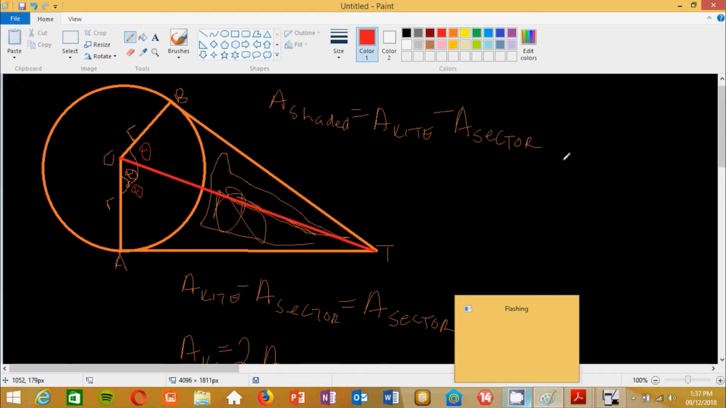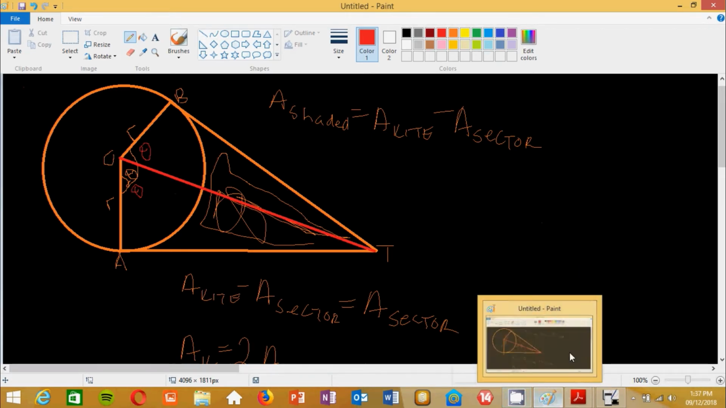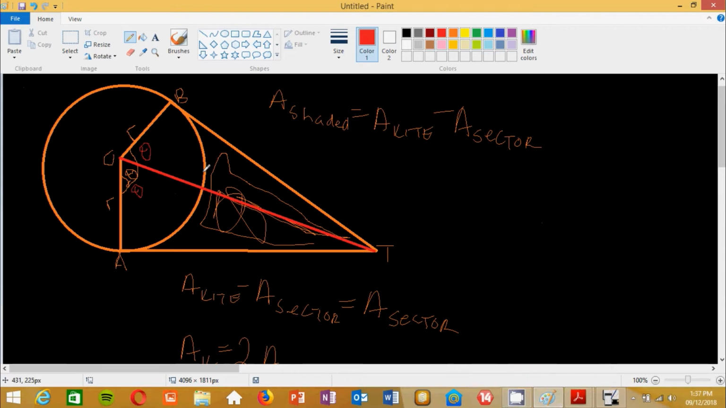Now, if I split this into 2, what does this do? I form 2 triangles. This is one triangle and this is another triangle. From my circle theorems, I know that if this is a tangent, then this is 90 degrees, like I deduced before. So this is a right angle triangle, and this is another right angle triangle.